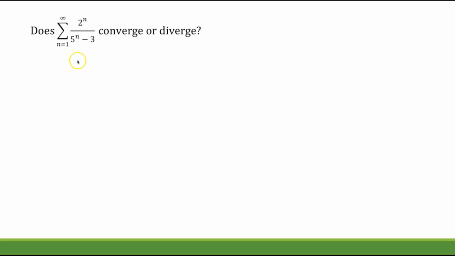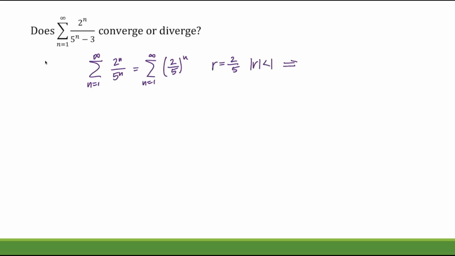So here what we're going to do is attempt to compare this to the geometric series 2 to the n over 5 to the n. So the sum of n equals 1 to infinity of 2 to the n over 5 to the n, that's the sum of (2/5) to the n. And we can see that the common ratio r is 2 over 5. So the absolute value of r is less than 1. So what that means is that we have a convergent geometric series.